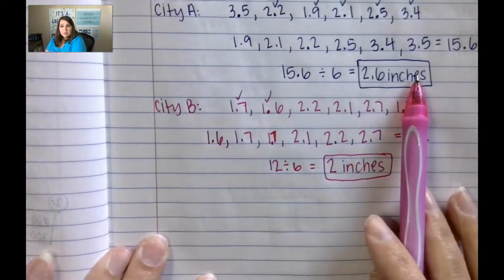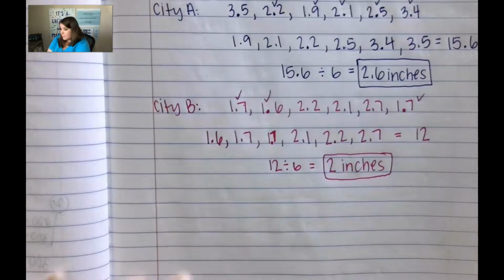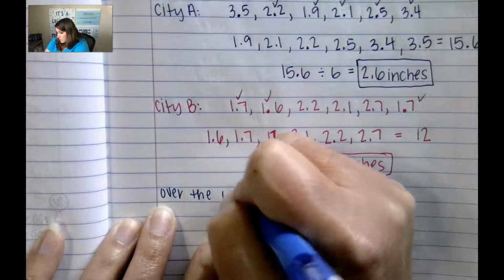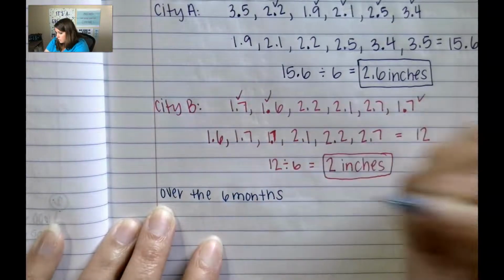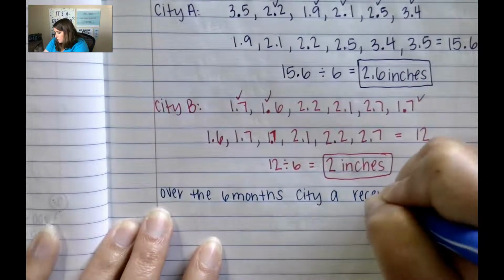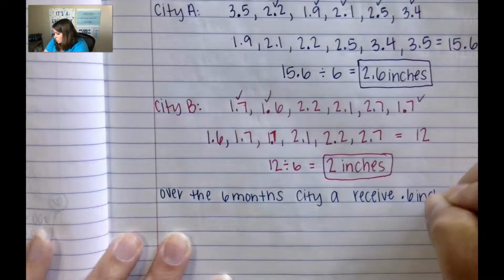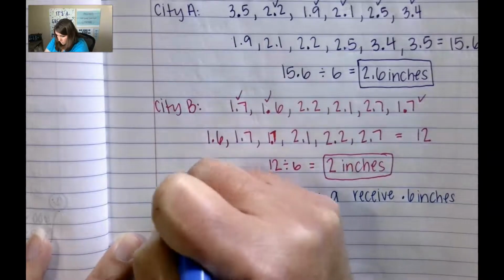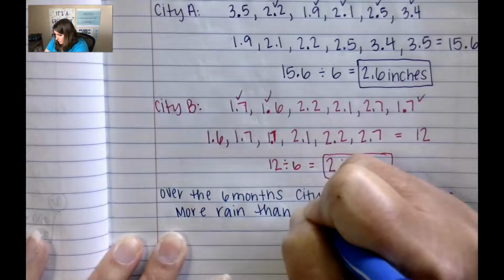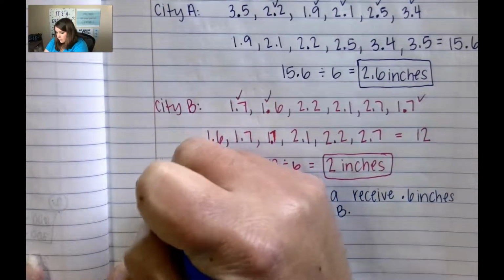So, City A has more rain than City B in 6 months. So, over the 6 months, City A received 0.6 inches, or 0.6 of an inch, more rain than City B. So here is our comparison.